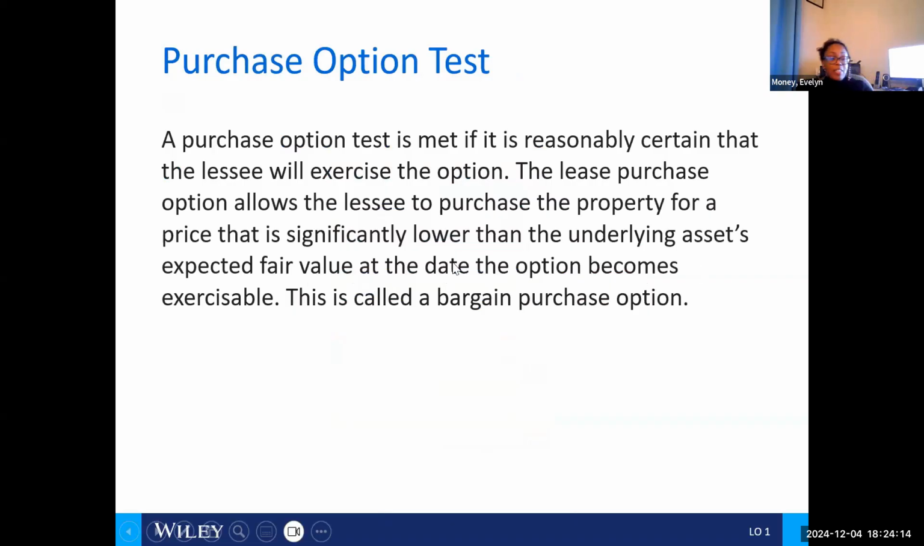All right, so now let's look at some examples of each one. We've already seen that first one with the transfer of ownership. We saw that example. Now let's look at the bargain purchase option test. And I always put that word bargain in there because a lot of lease arrangements will have the opportunity to purchase the asset at the end of the lease term. But it has to be a bargain, and it has to be likely that the lessee is going to take advantage of it. So let me give you an example.